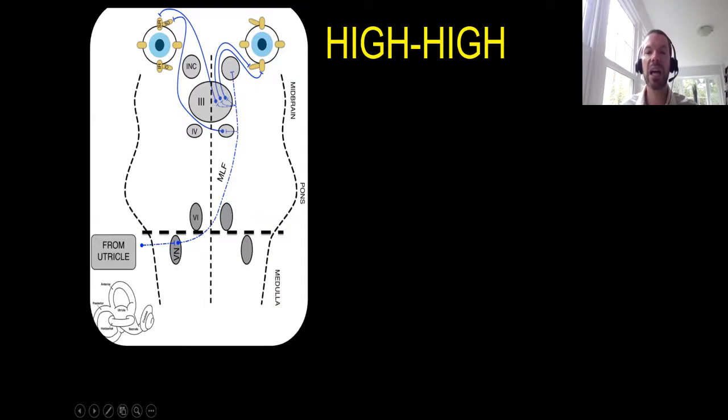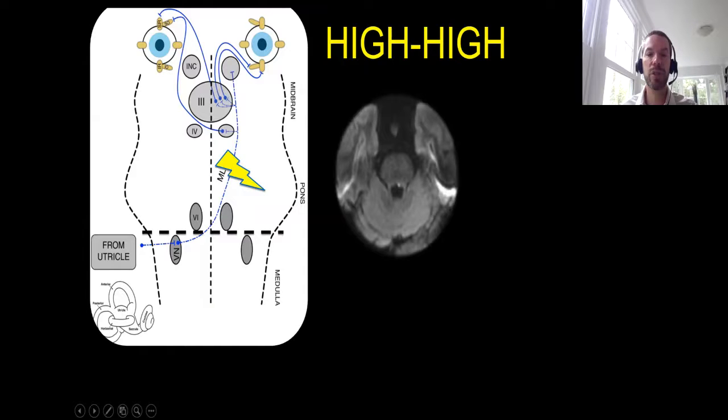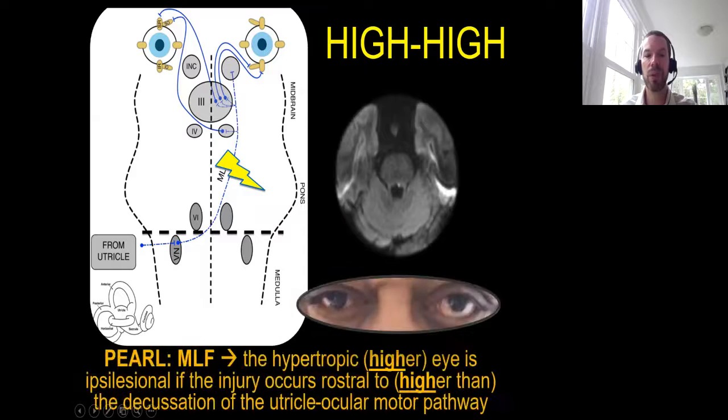Now we can use the high-high rule. So here, we are at the level of the medial longitudinal fasciculus. We are higher than the decussation of the utricle-oculomotor fibers. We are higher than the pontomedullary junction in the pons. And the point here is that with an MLF lesion, you're almost always going to see a skew.